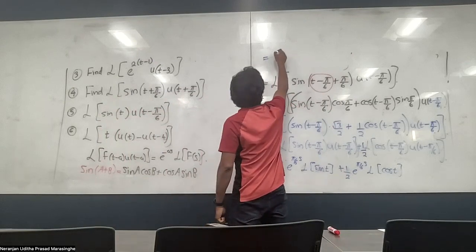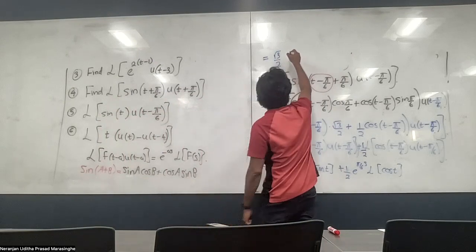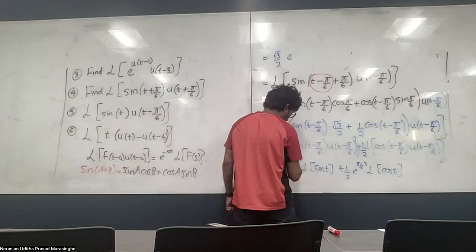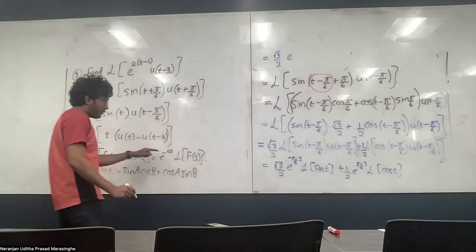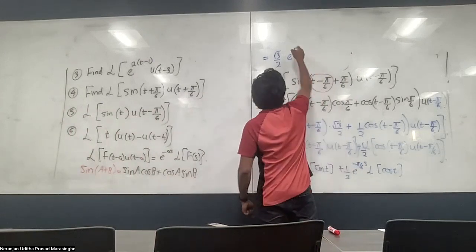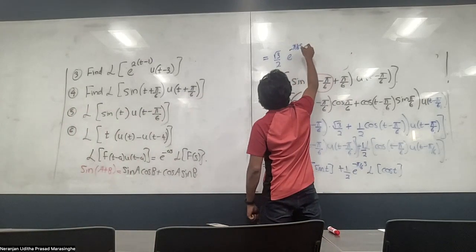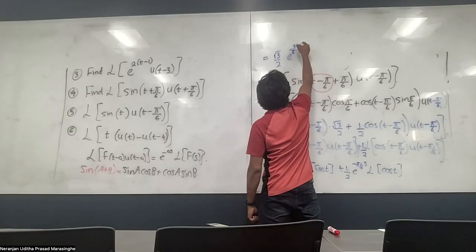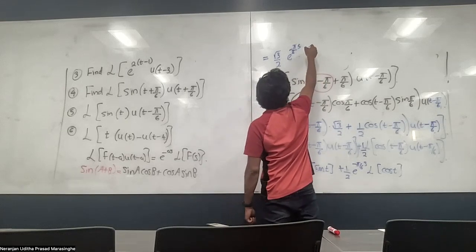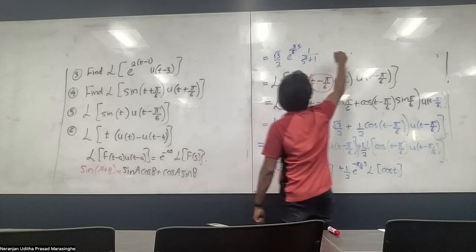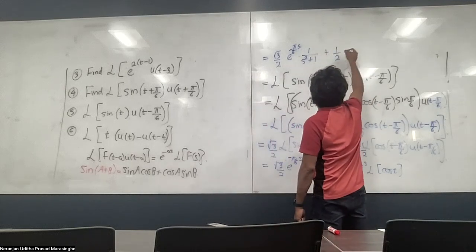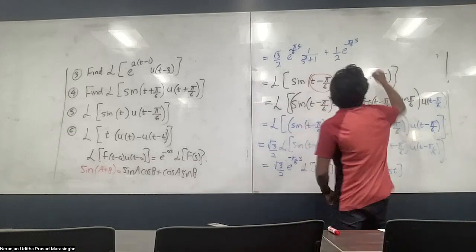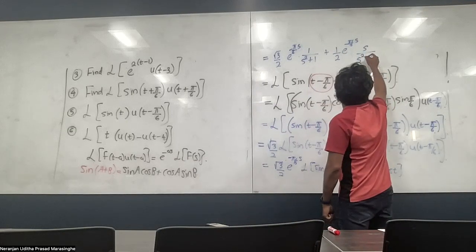It's going to be square root of 3 divided by 2 e to the, it should be minus, right? Because instead of a, I have pi over 6. It is e to the minus pi over 6 times s, times Laplace of sine t, which is 1 divided by s square plus 1, plus 1 over 2 e to the minus pi over 6 times s, and Laplace of cosine is s divided by s square plus 1.